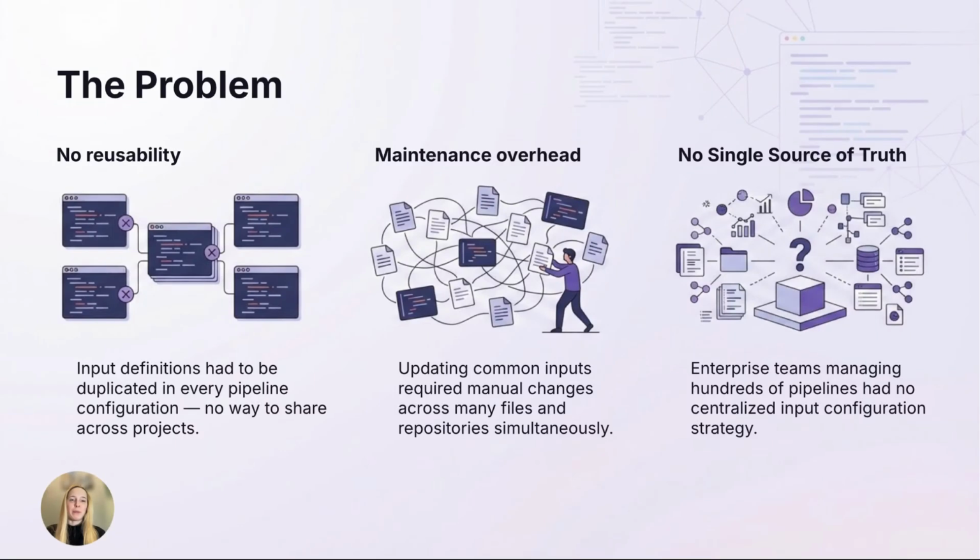When pipelines are parameterized with spec inputs, those input definitions live inline in each pipeline file individually. That works fine for one project, but when multiple pipelines share the same inputs, keeping them consistent means updating each file separately. There's no built-in way to reference a shared definition.